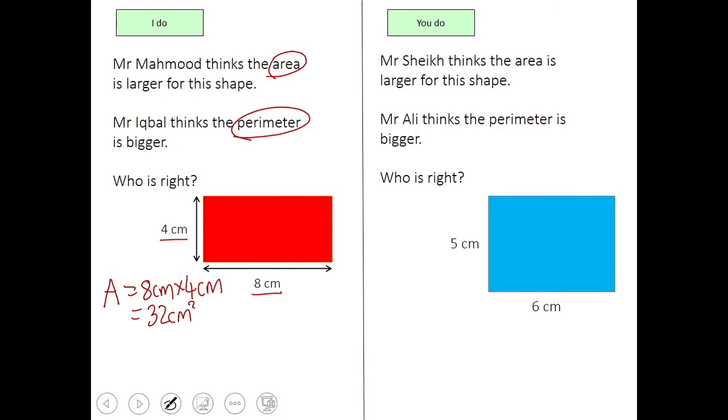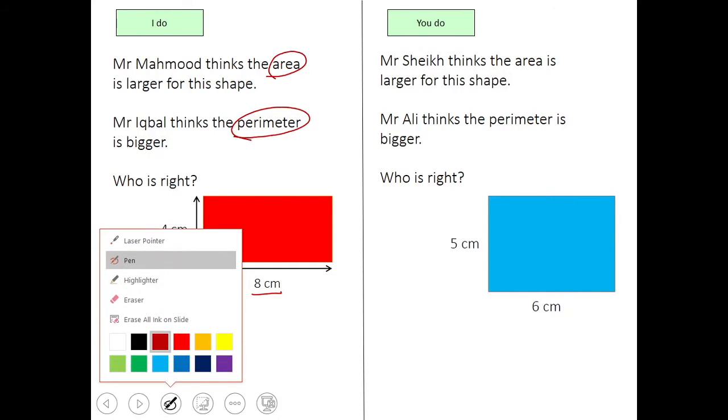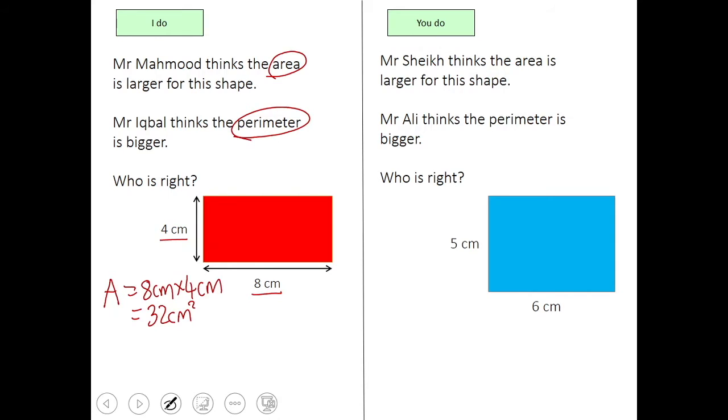Now if we work out the perimeter, remember the perimeter is the distance around the whole shape. So if we've got 8 here, we'll have 8 here. We've got 4 here, we'll have 4 here. So what we need to do is do 8 centimeters plus 8 centimeters plus 4 centimeters plus 4 centimeters. So the perimeter will be 24 centimeters.